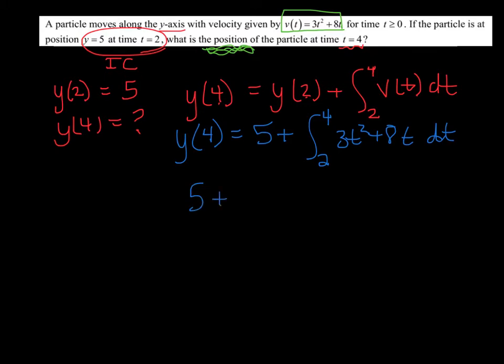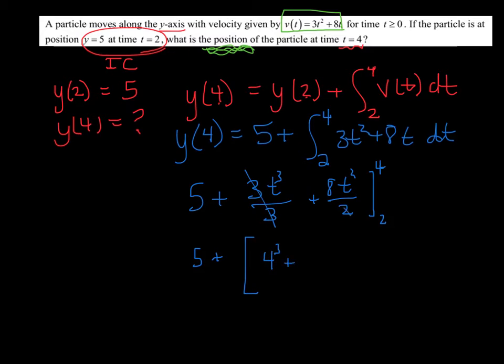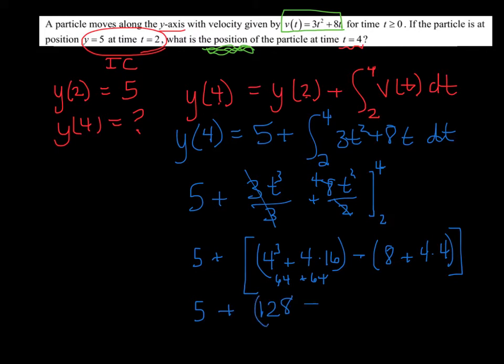All right, so we have 5 plus the integral of 3t squared plus 8t, which would be 3t cubed over 3 plus 8t squared over 2, and then we are evaluating from 2 to 4. So 5 plus, obviously the 3s cancel here, so it would just be 4 cubed plus 4t squared, so 4 times 4 squared, or 4 times 16. That was the upper bound. Minus, let's plug in our lower bound: 2 cubed, which of course is 8, plus 4 times 2 squared is 16. So 5 plus 64 plus 4 times 16, which is another 64, so we get 128, minus 8 plus 16, which is 24. So minus 24.